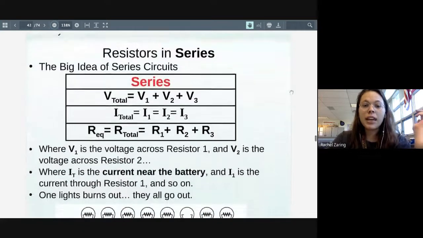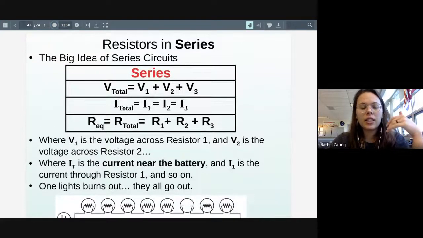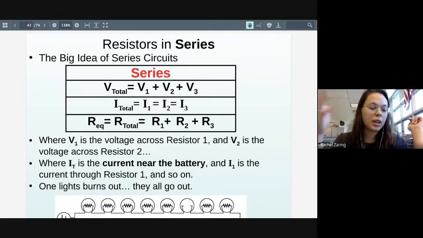So this is the big idea of series circuits, and it's really this table that helped me solve circuit problems. So there's a place for you. It says the big idea of series circuits for you to write this down.